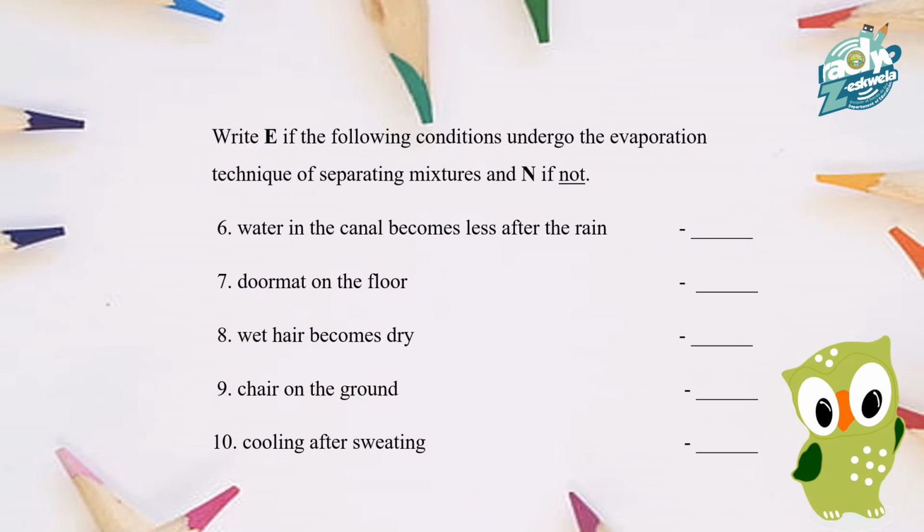Write E if the following conditions undergo the evaporation technique of separating mixtures, and N if not. Number 6. Water in the canal becomes less after the rain. Number 7. Doormat on the floor. Number 8. Wet hair becomes dry. Number 9. Chair on the ground. Number 10. Cooling after sweating.